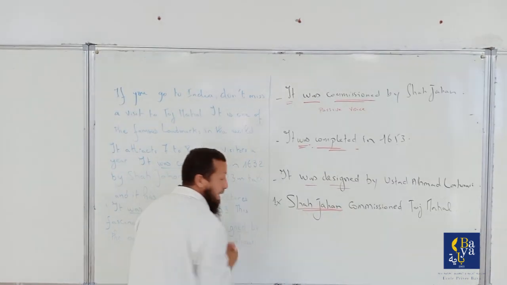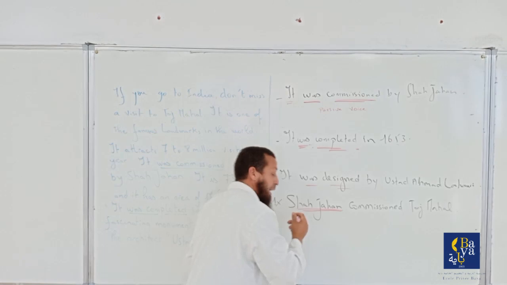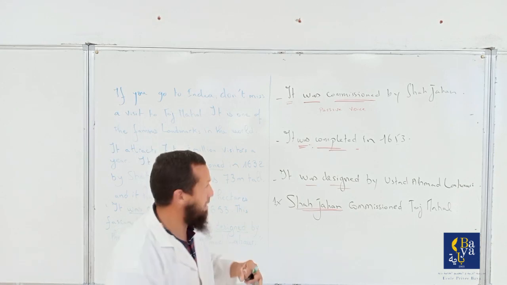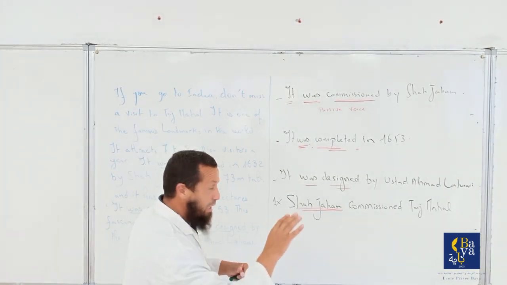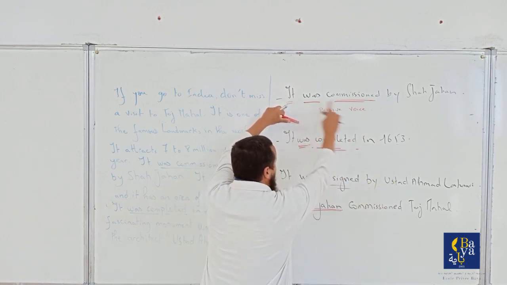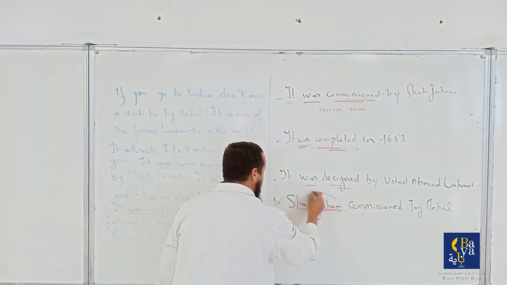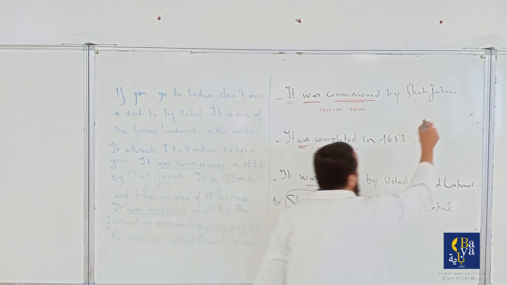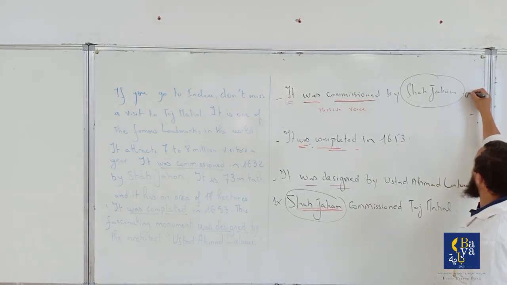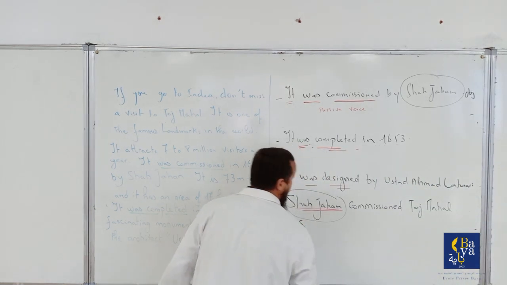So, in the passive voice, we focus on the object. In the active voice, we focus on the subject. This is one difference. Number 2, to make it easier, we try to have the difference between this sentence and this sentence. Number 1, Shah Jahan and Shah Jahan. Here it was an object, and here it becomes a subject.